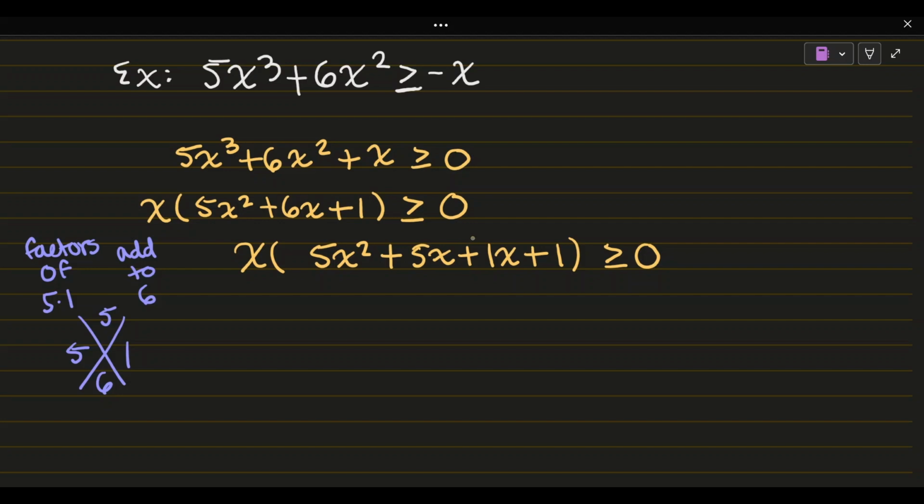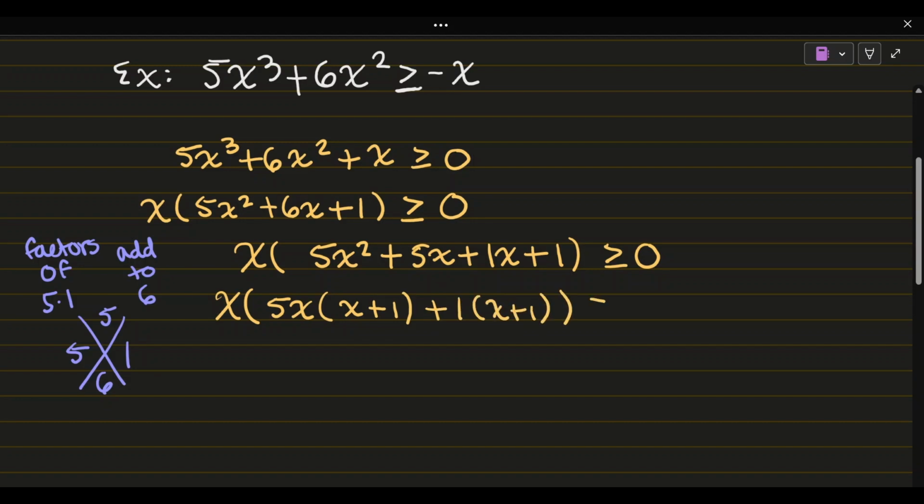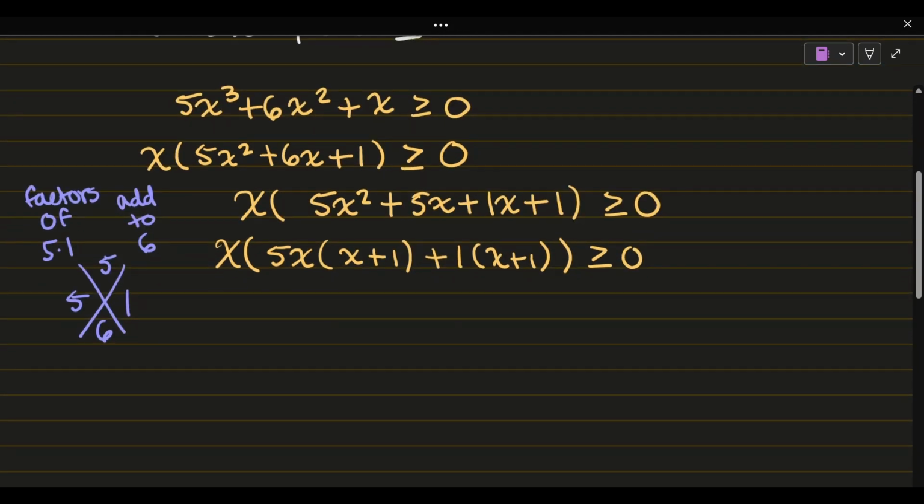Next I can factor this left part here. I can factor out a 5x. I have 5x times x plus 1. And then on this other side I have 1 times x plus 1. So factoring by grouping, this gives me x times 5x plus 1 times x plus 1. It's greater than or equal to 0.